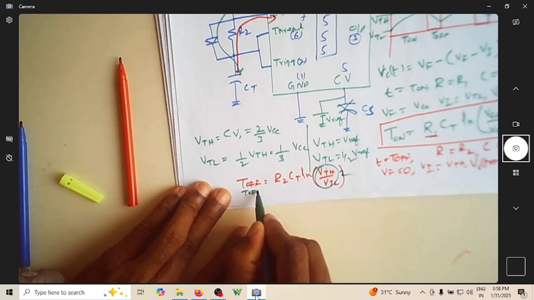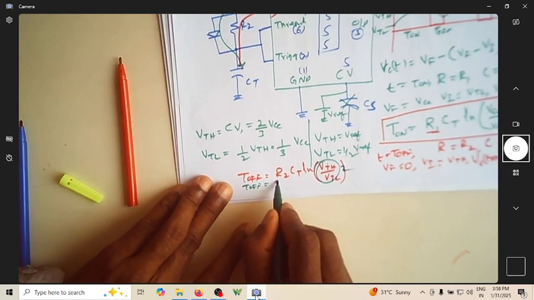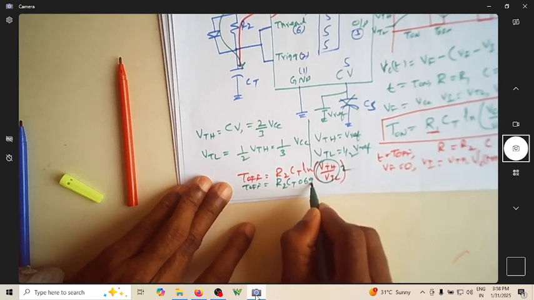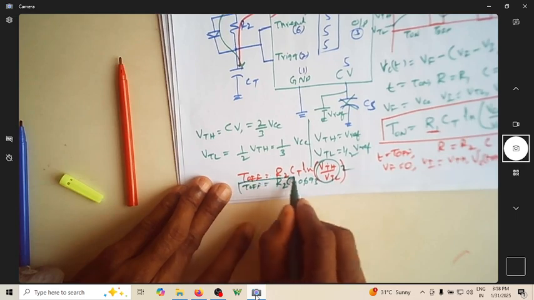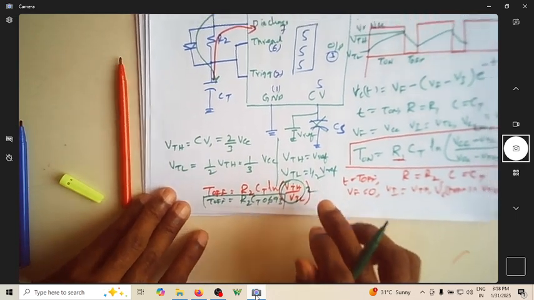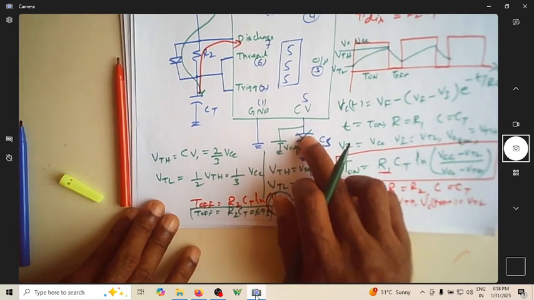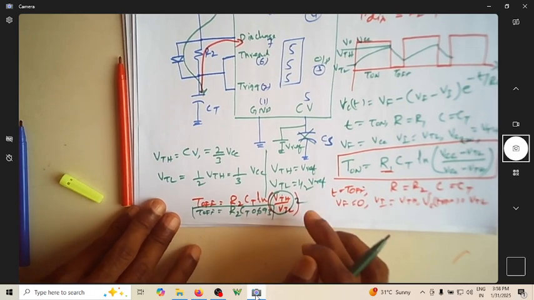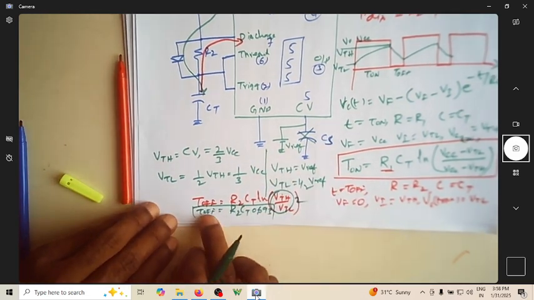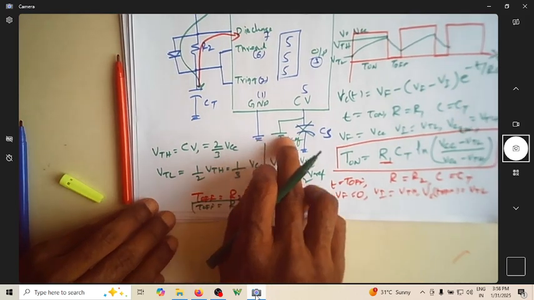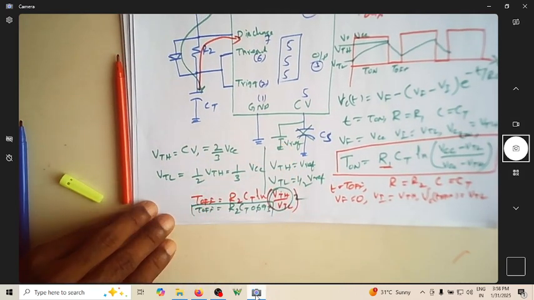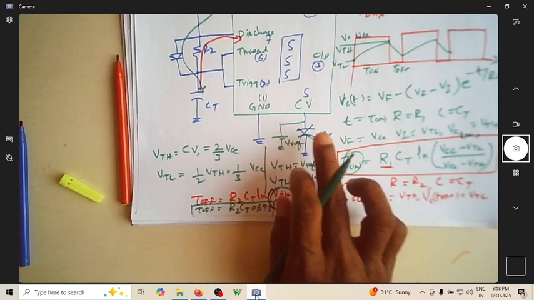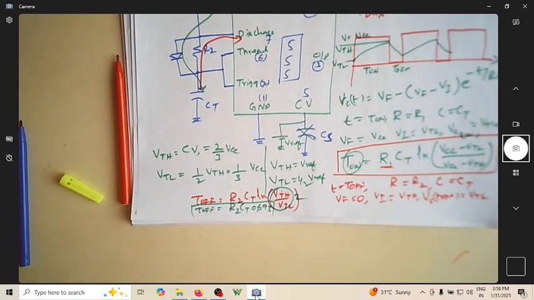So the expression for T off is invariably R2 CT into ln 2, which is 0.693. This will not change even when you have a reference voltage or when you don't have an external reference voltage. Even if you have a reference voltage, the T off expression will not change, whereas the T on expression depends on what the control voltage is.